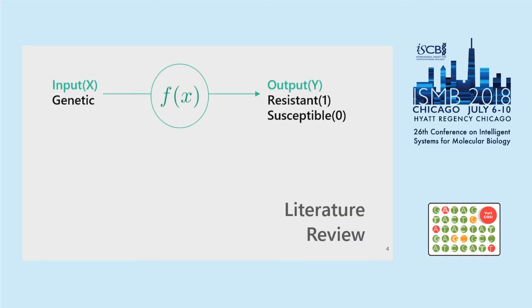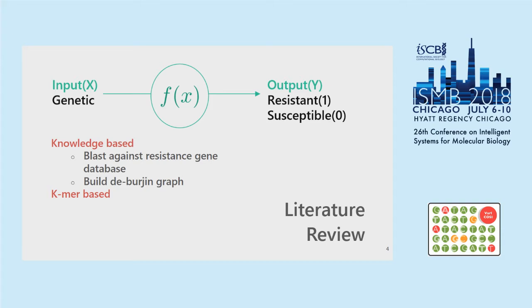So existing models generally fall into 2 categories. The first one is knowledge-based models, meaning that they find known resistant genes within the query genome and then use those as the features to predict the resistant phenotype. And those known resistant genes can be further built into a de Bruijn graph for convenience of mapping the sequence reads.